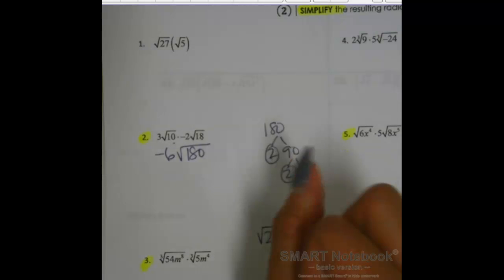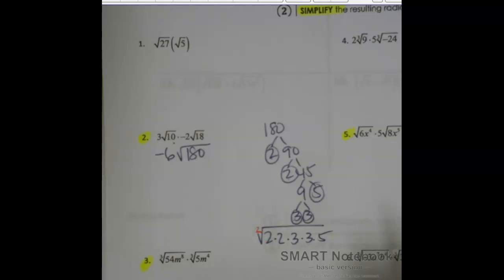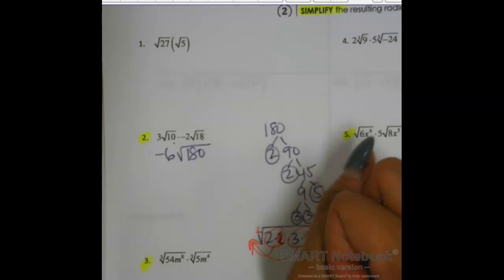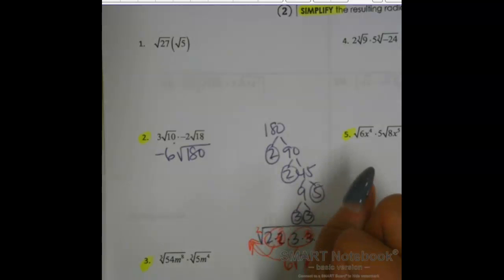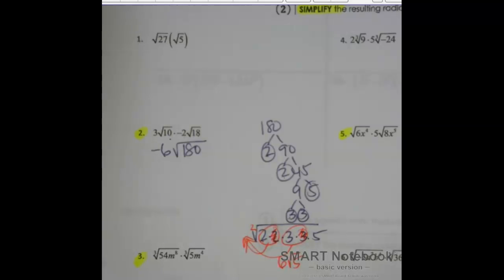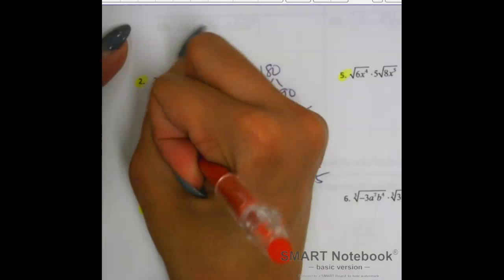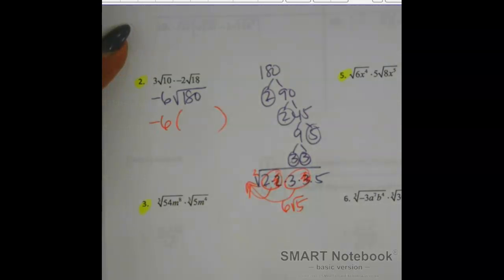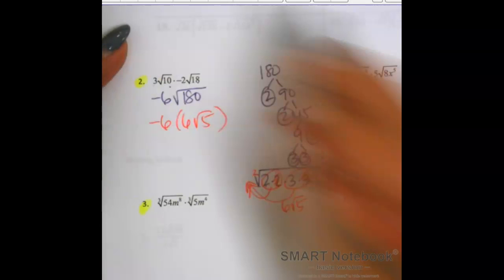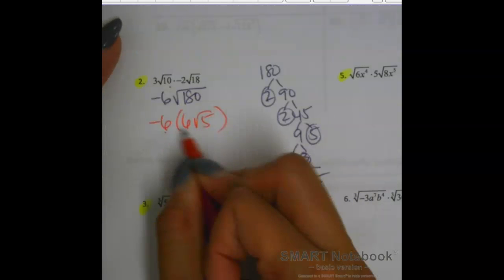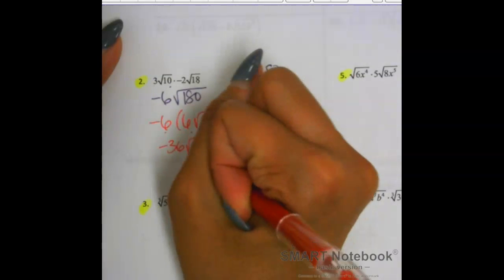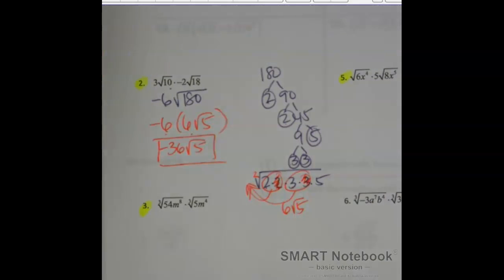So in this radical, since it has an index of 2, I can help these two numbers escape, and these two numbers escape since there's a group of 2. This won't make it out, and neither will this. 2 times 3 is 6 square root of 5. So in this radical, I'm going to replace it with negative 6. Instead of 180, I'm going to put 6 square root of 5. Last thing I need to do is multiply. Negative 6 times 6 is negative 36 square root of 5. That's your answer.